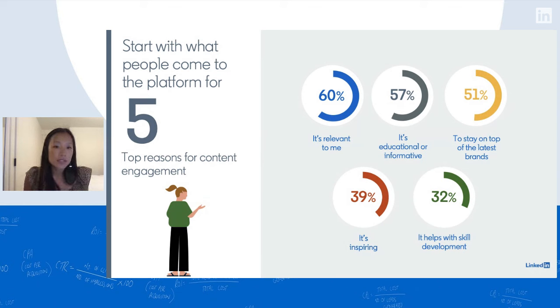So these are the top 5 reasons for content engagement on the platform. It's relevant, it's educational or informative, it helps to stay on top of the latest brands, it's inspiring, and it helps with skill development. And when I'm talking to my clients, I like to say we should focus on things like relevancy and inspiration. Because in the B2B world, and especially with LinkedIn being a professional platform, a lot of the content that we are producing or seeing out there hits on those other 3. But if you can tap into relevancy and inspiration, that's when you're really going to stand out in the news feed, stand out from all of the other content there, and really engage in an authentic way with your audience.